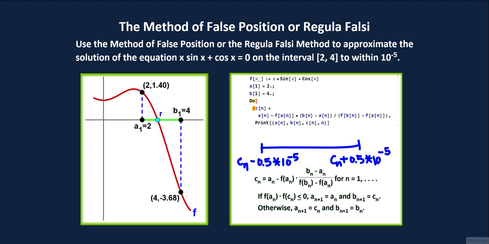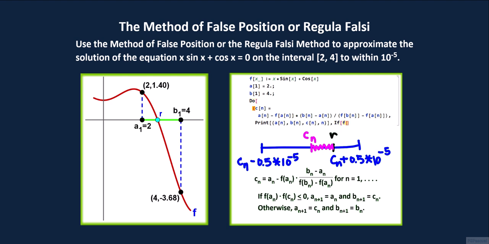If f of x has opposite signs at these two values of x surrounding c sub n, then by the intermediate value theorem we know that r is somewhere on the interval between these two values of x. And since c sub n is the midpoint of this interval, c sub n will be less than 10 to the minus fifth power from r.